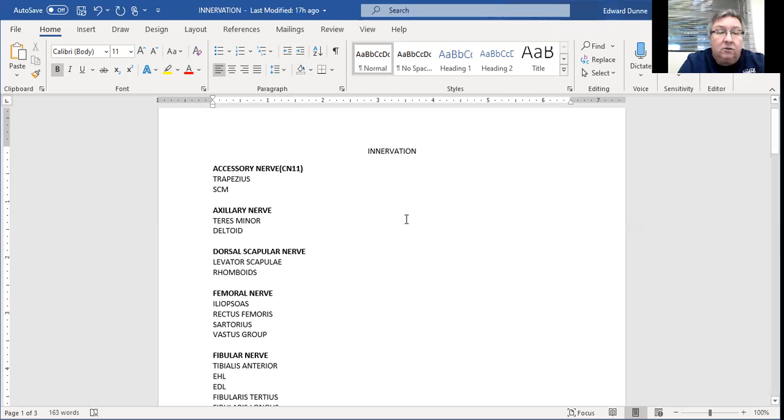And one of the muscles that you guys will really need to know that is innervated by the accessory nerve, cranial nerve number 11, is the trapezius muscle. And I'm talking about the entire trapezius. Remember, we split up the trapezius into an upper, a middle, and a lower. But the entire trapezius, all three sections of that muscle, is innervated by the accessory nerve.